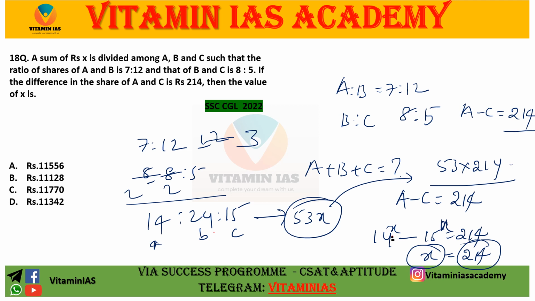3 4s are 12, means the last digit will be 2. Here the last digit will be 2, 11342. Simply, without calculations, we can see it. Last digit 3 and 4, 12. Among all the options, the last digit 2 is only in D. Option D will be the right answer.